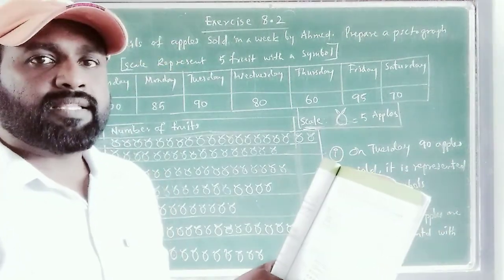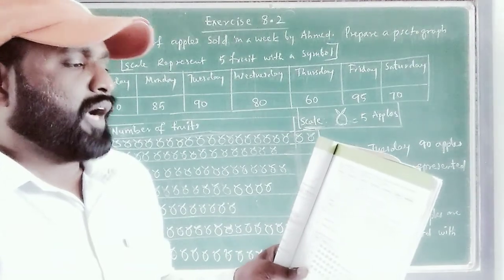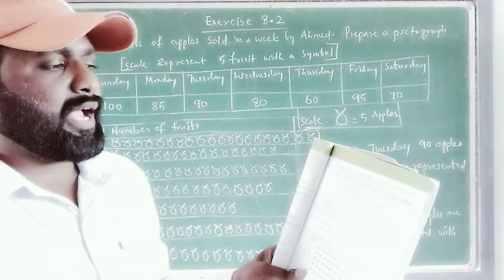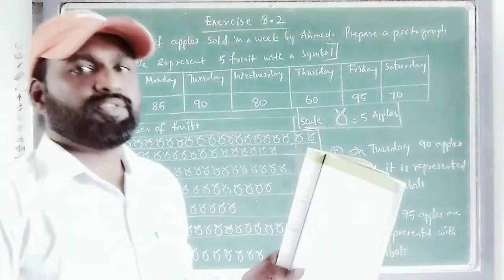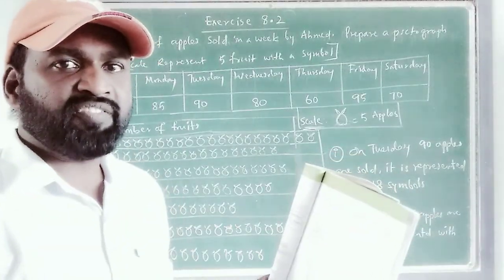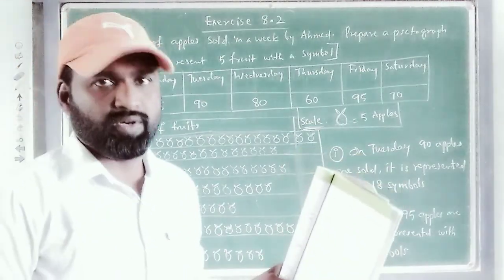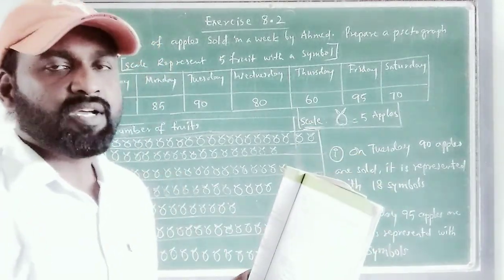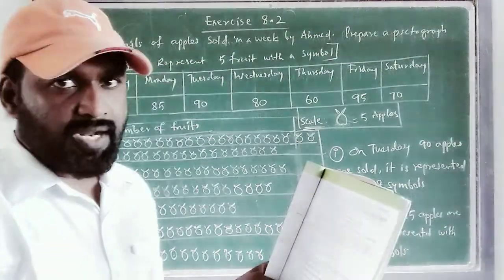Here if you take the scale as 50, it is better. Why? Because all are even numbers here, and 50 is the margin, so you can easily show if you take the scale as 50 for one figure. One symbol is equal to 50 votes. If you choose that scale, you can easily represent this data.